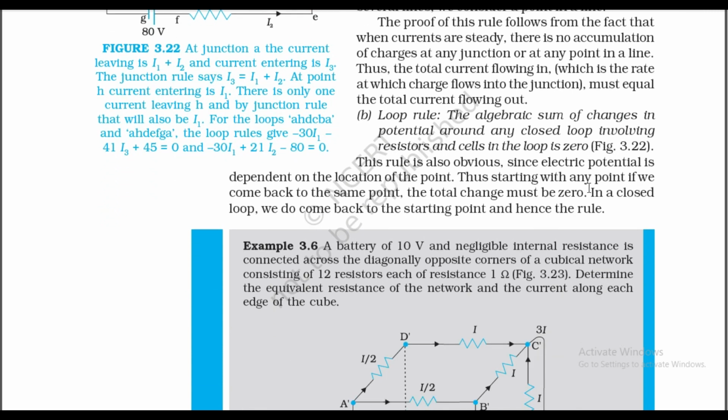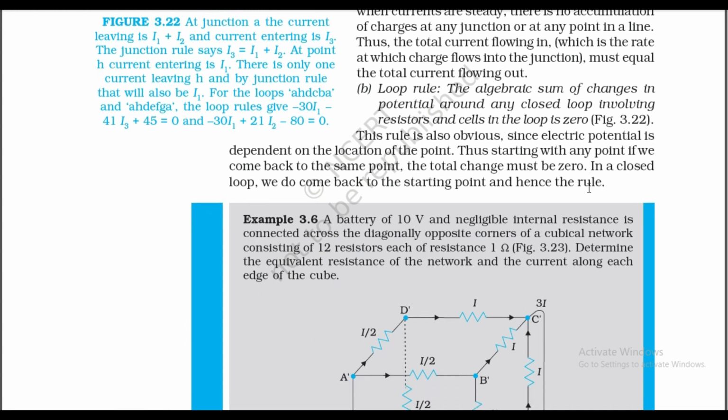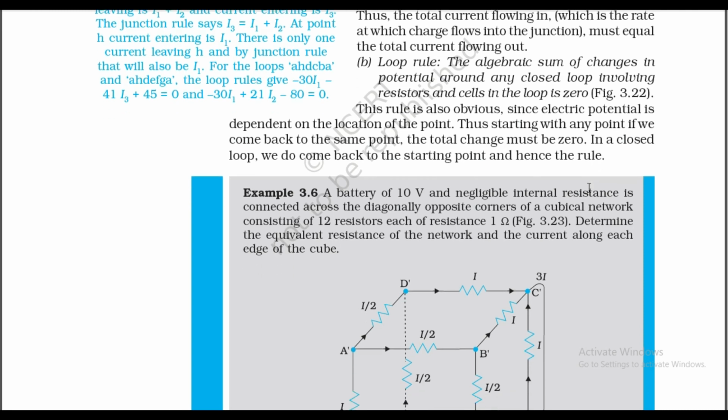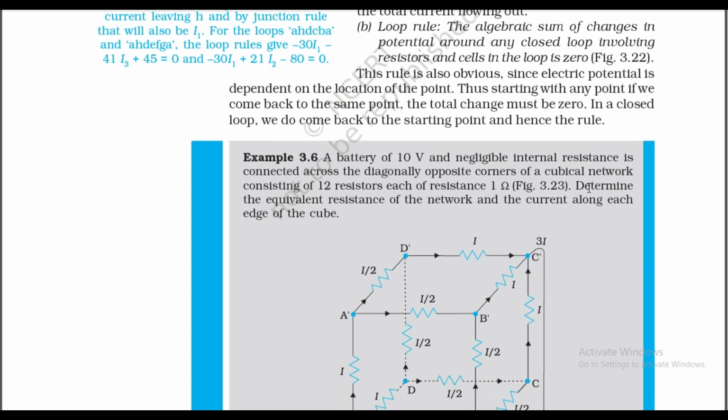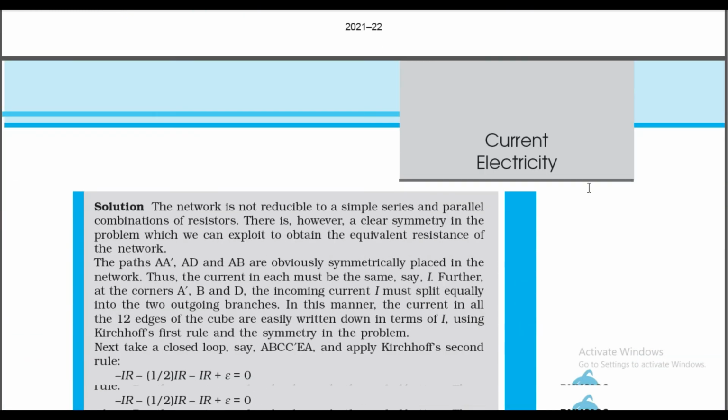Loop rule. The algebraic sum of the changes in potential around any closed loop involving resistors and cells in the loop is 0. Figure 3.22. This rule is also obvious since electric potential is dependent on the location of the point. Thus, starting with any point, if we come back to the same point, the total change must be 0. In a closed loop, we do come back to the starting point and hence the rule.